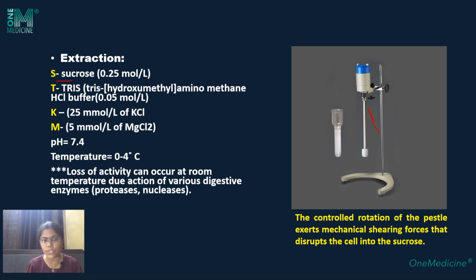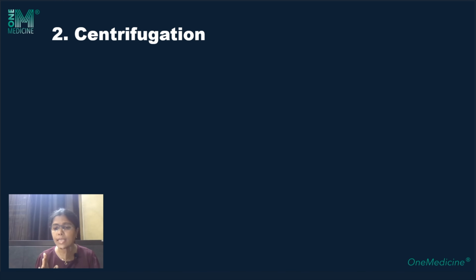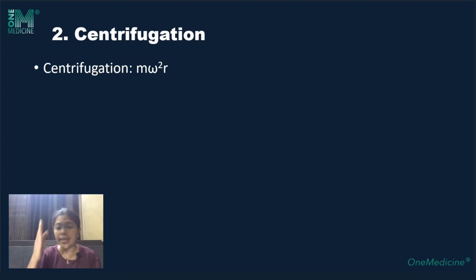Next, let us check. Second key step is centrifugation. Now, centrifugation, from the knowledge of your physics, you know, is the force that acts away from the center of rotation, and it is expressed by the formula m omega square r, where m is the mass of the article, omega square is the angular velocity raised to the power 2, and r is the radius of that particular article or substance from the center of the rotation.